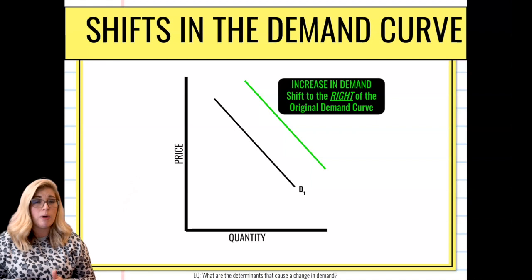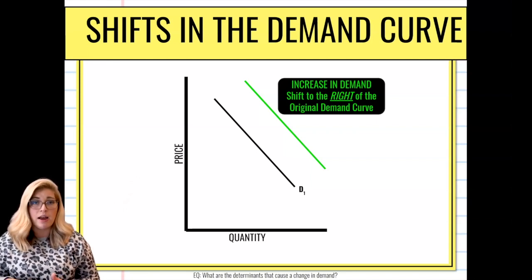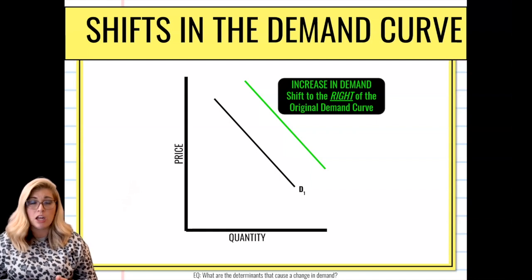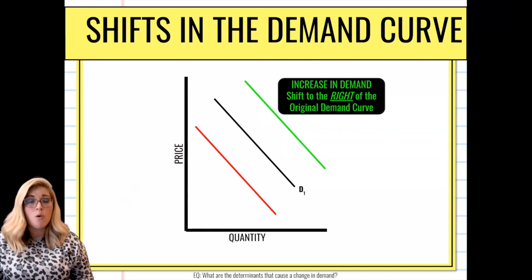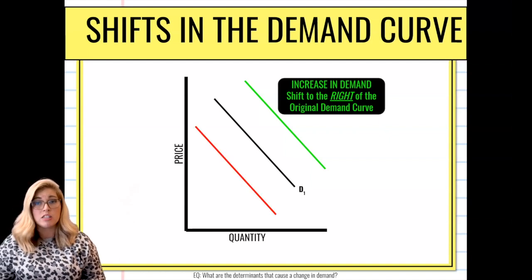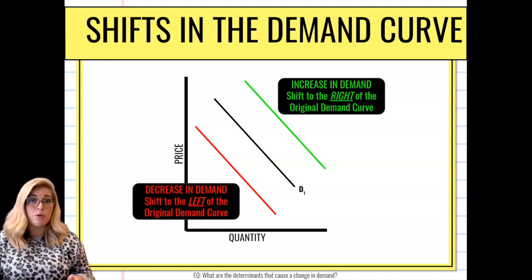You can see here, my original curve is that black line. My new curve is the green line. Something happened to cause an increase in demand, and now the prices are still the same, but we are now demanding more. Vice versa, if something causes a decrease in demand, we're going to shift to the left. So now you can see we went from my black line to the red line. A decrease in demand is going to cause our curve to shift to the left.